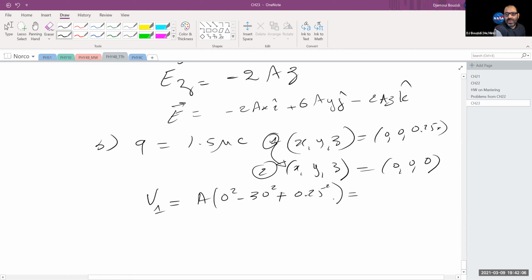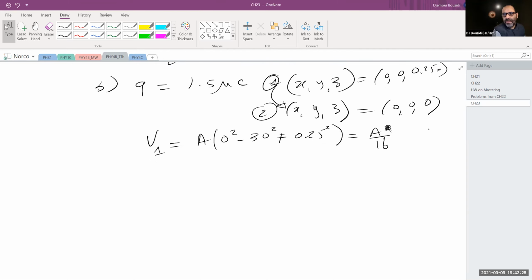Okay, if you write it explicitly, 0.25 is 1/4, so it's A squared over 16. I mean, no, there is no such thing as A squared, it's A over 16. Makes sense? Because this is 1/4 squared, so basically A over 16, in volts of some sort.